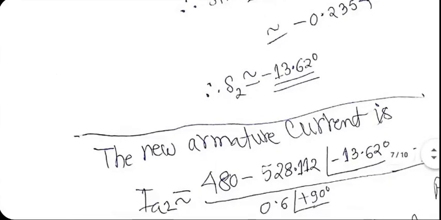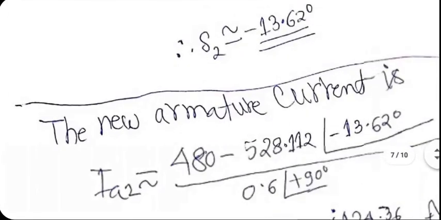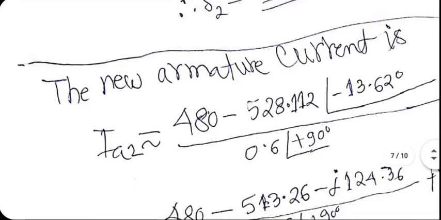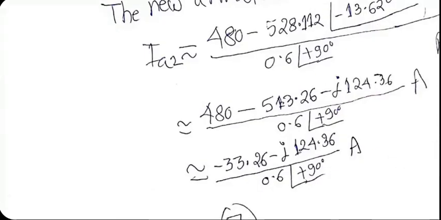And the new armature current is then going to be okay to figure out. So you know terminal voltage, which is the same as in problem 1. You know the new EA, which is 1.3 times the previous value. And then you know the angle of the second value of EA also. So you plug in all that, and you know the value of synchronous reactance anyway. So plug that in also, and you do the calculations to get the new armature current complex value.